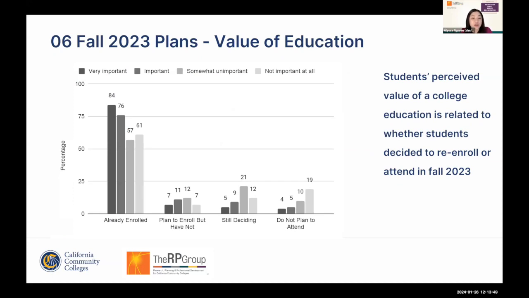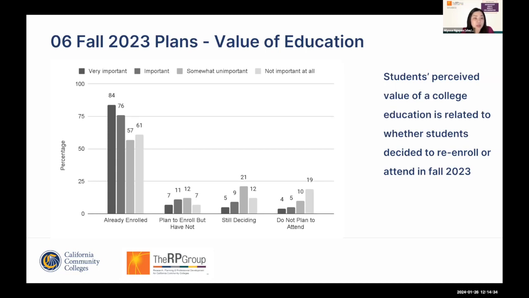So as students are navigating and juggling multiple responsibilities, we thought it would be important to also dig into perhaps what might be influencing students' decision to attend or re-enroll by asking them a question around the importance of a college education at this time. So this figure here provides some information that intersects students' fall 2023 plans alongside the question that we asked to tap into their perceived value of education, asking it in terms of an importance rating scale.